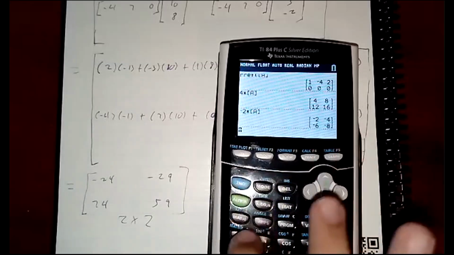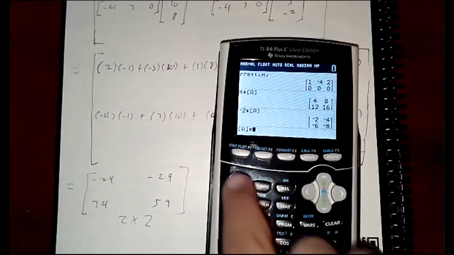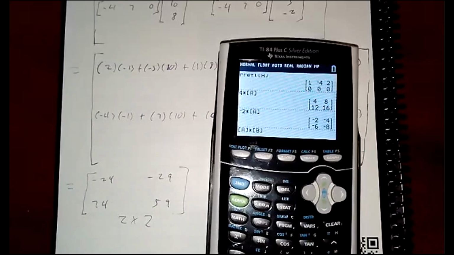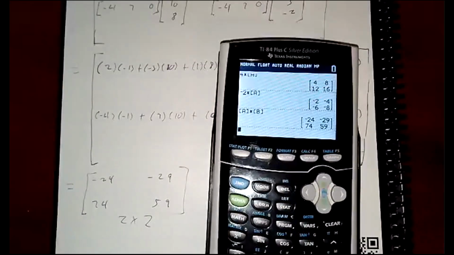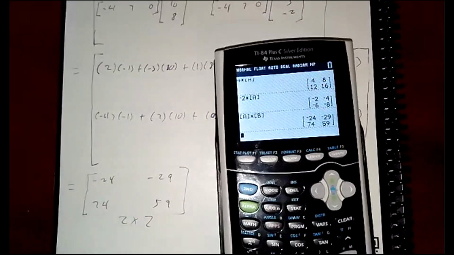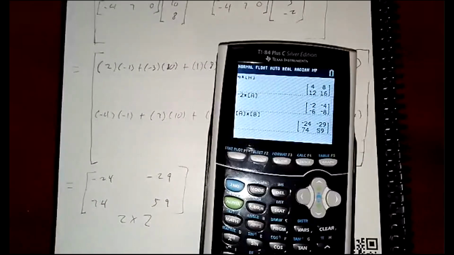So I'm going to go back in there and press enter on the A, times, go back in there and select the B. And enter, and there's the results, right? Negative 24, negative 29, 74, 59. 2 by 2. This is a little easier.